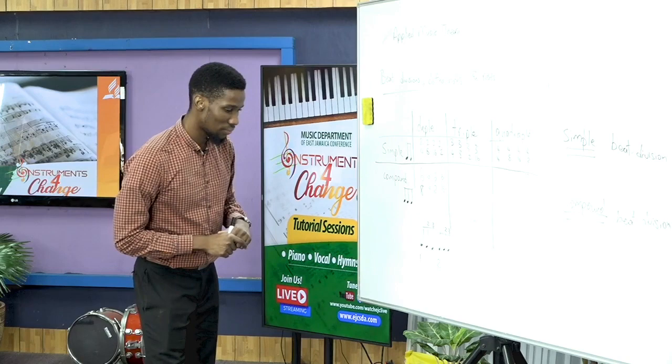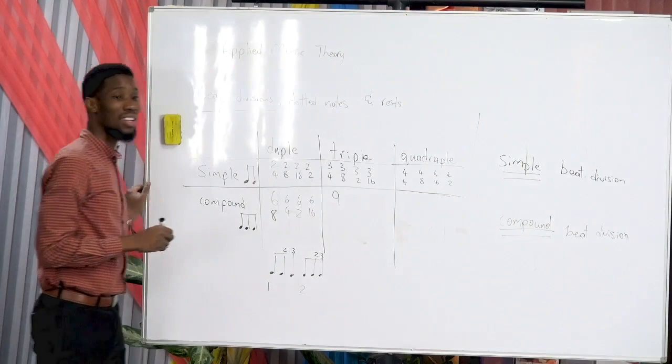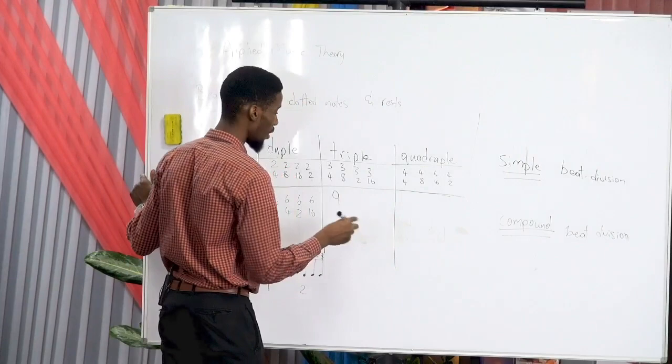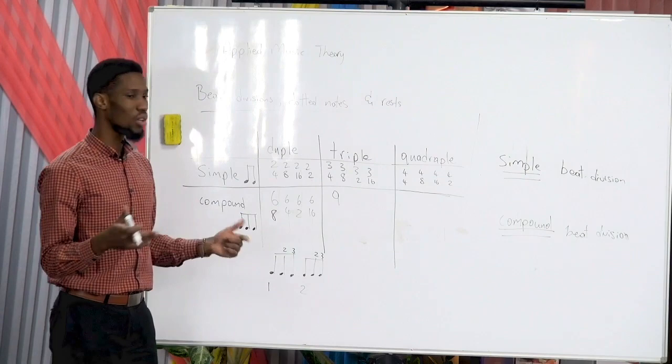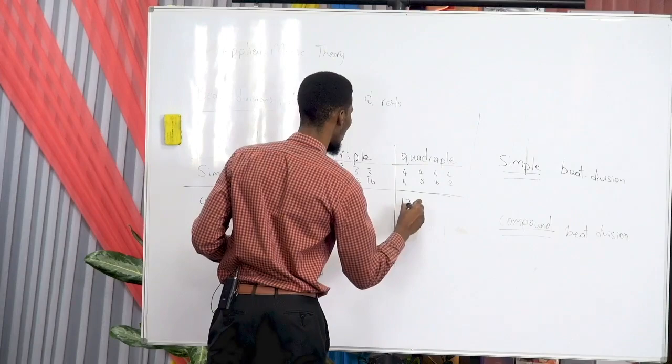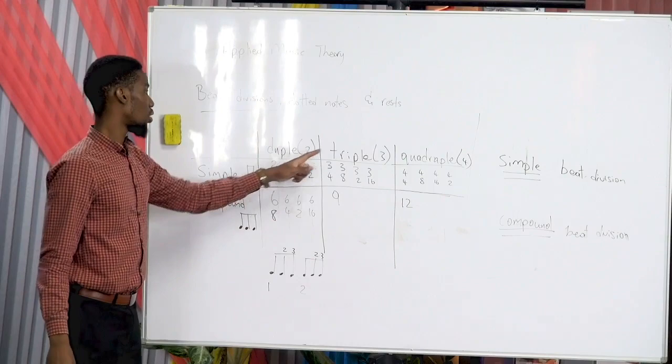Good? So, a compound triple meter would have a top number of 9. Did you say 9 at home? If you said 9, you are correct. If you said anything else, you are incorrect. So you see the principle? We say 3 times 2, 6. 3 times 3, 9. So a quadruple would be what? 3 times 4, which is 12. Put that in brackets: triple, 3; quadruple, 4. 2 times 3, 6. 3 times 3, 9. 4 times 3, 12.